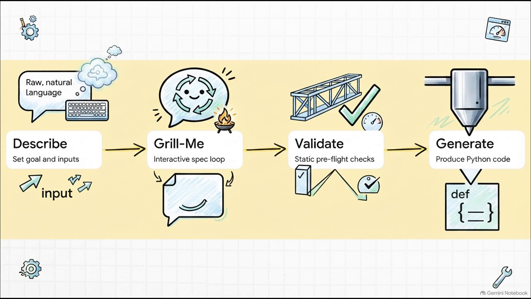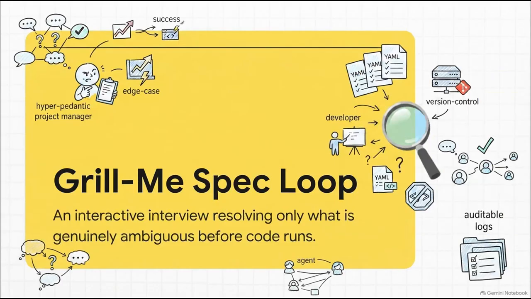It's a really seamless process that takes all that inherent vagueness of human language and just distills it down into the strict, predictable logic you need for enterprise software. I've got to say, I absolutely love the Grill Me loop. Think of this step like dealing with a hyper-pedantic project manager who absolutely refuses to let you write a single line of code until you explicitly define what "do the thing" actually means.